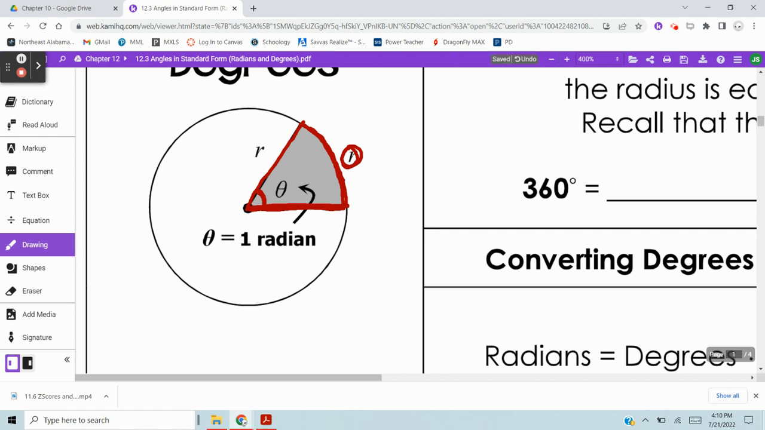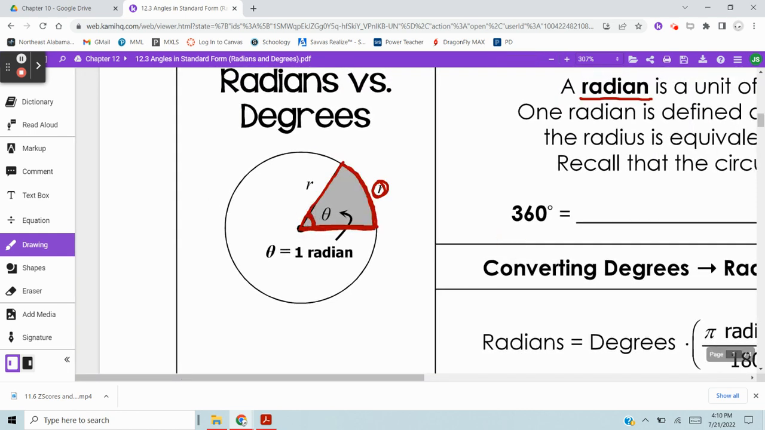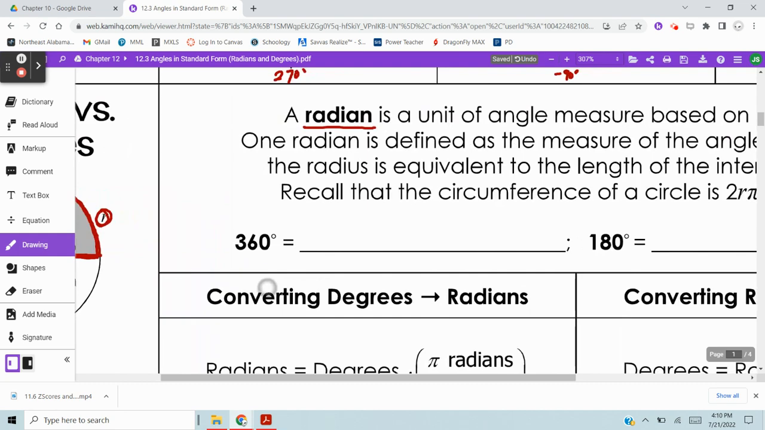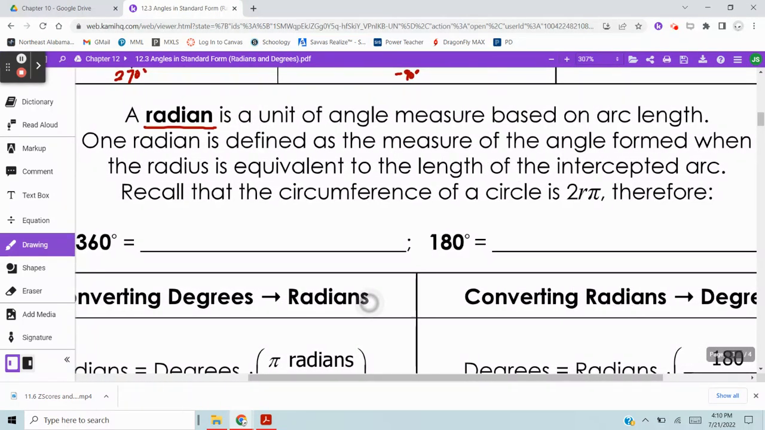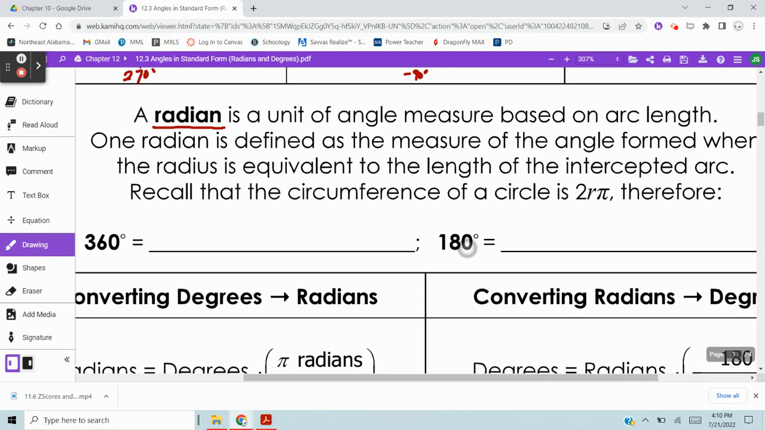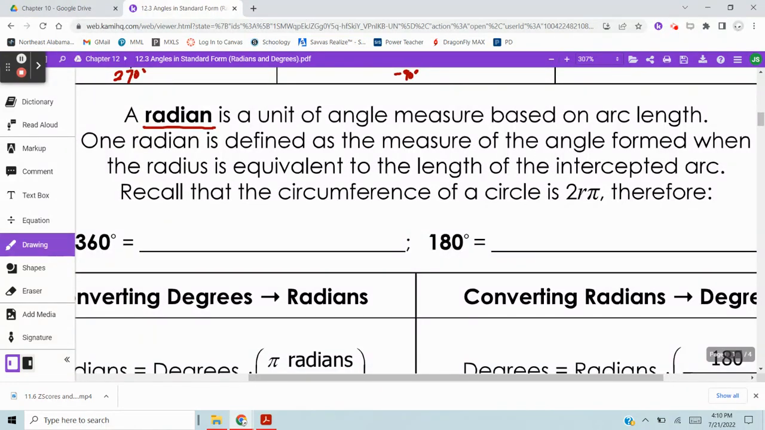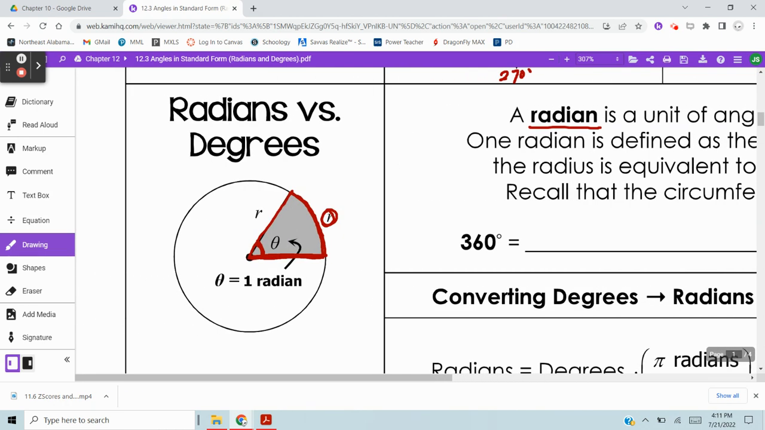And what's cool about it is that no matter how big the circle is, this angle would be the same angle, no matter what size circle. So a radian is a unit of angle measure based on arc length. And you see the arc that I drew on that last one. 1 radian is defined as the measure of the angle formed when the radius is equivalent to the length of the intercepted arc. I know that sounds a little confusing, but the radius, same as this radius, is the same length as the actual arc.